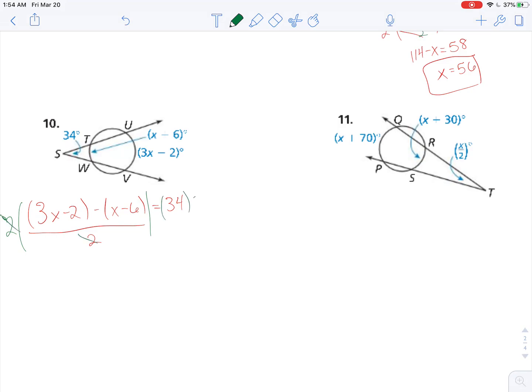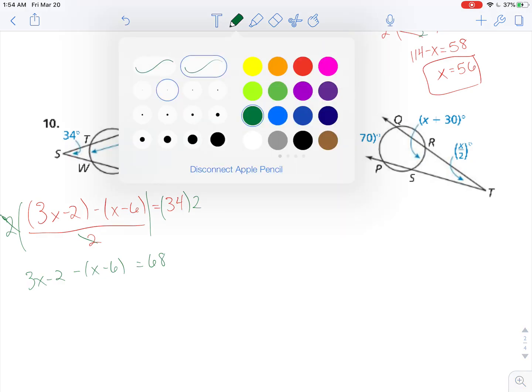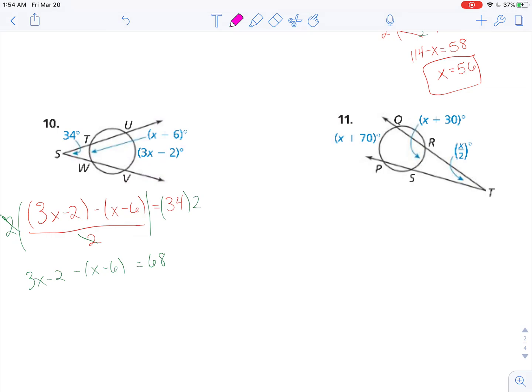And let's do the same thing here. I don't really like fractions. How do I get rid of dividing by 2? I can just multiply by 2 on both sides. 3x minus 2 minus x minus 6 equals 68. But now, let's be very careful about our positive and negative signs. If I distribute this negative, or if I find the opposite of both of these, 3x minus 2 minus x, minus a minus is like plus 6. It's 2 negatives multiplied together to become a positive, equals 68.